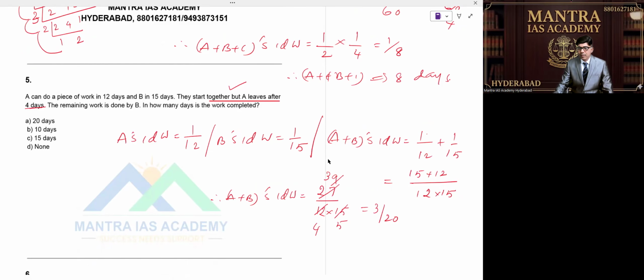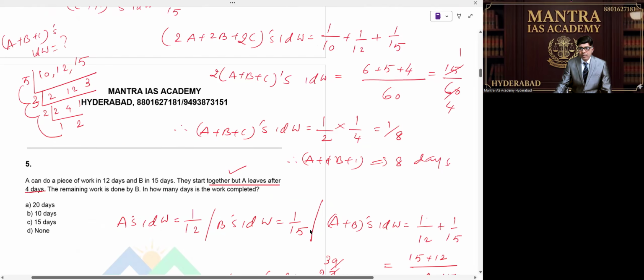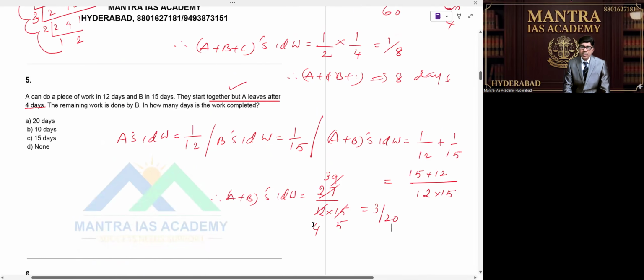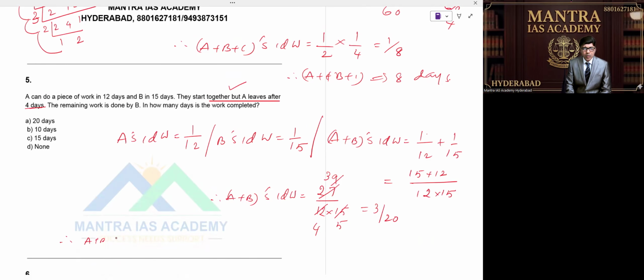I'll just check once again. A's 1 day's work is 1 by 12, B's is 1 by 15. So together is what? 15 plus 12. This is what A plus B's 1 day's work I am doing now. So 3 by 20. Very good. A plus B's 1 day's work is 3 by 20. But A leaves after 4 days, which implies we have to find out 4 days' work. Therefore, A plus B's 4 days' work is equal to 4 into 3 by 20.